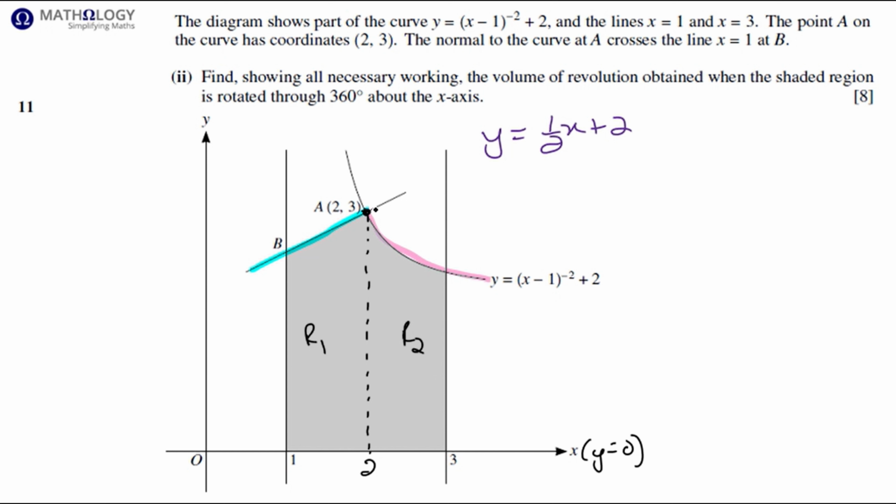So essentially, the reason we are doing this is because we have this discontinuity. We cannot simply just integrate between x equals 1 and x equals 3 because we've got two different curves here. So the volume of the shaded region will be the volume obtained in region 1 plus the volume obtained from region 2.